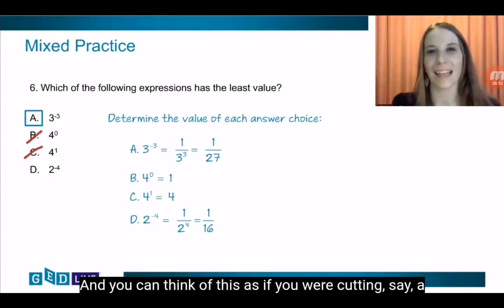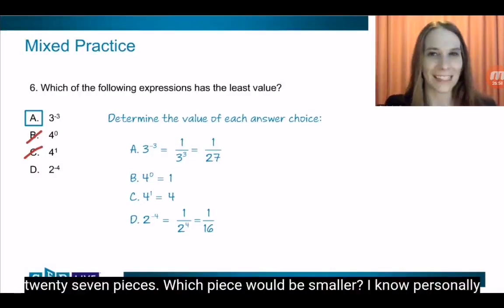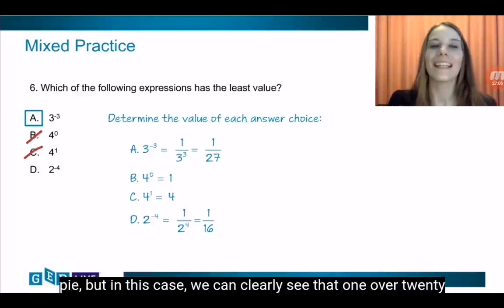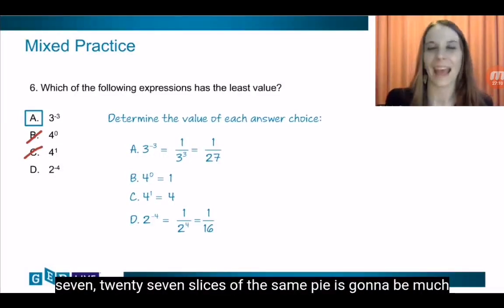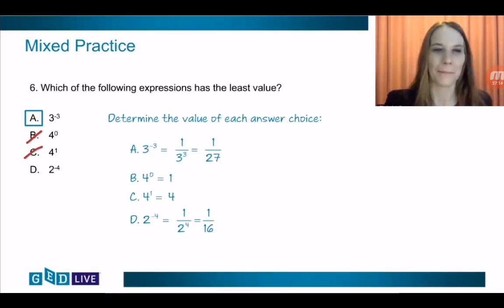And you can think of this as if you were cutting, say, a pie into 16 pieces, as opposed to cutting a pie into 27 pieces, which piece would be smaller? I know I personally want you to cut the pie into just 4 pieces, so like a nice big piece of pie. But in this case, we can clearly see that 1 over 27, 27 slices of the same pie, is going to be much smaller than 16 slices of that same pie.